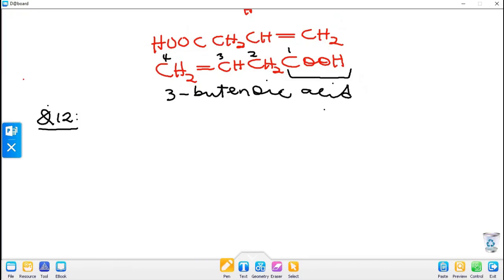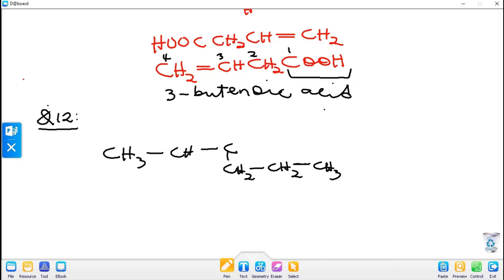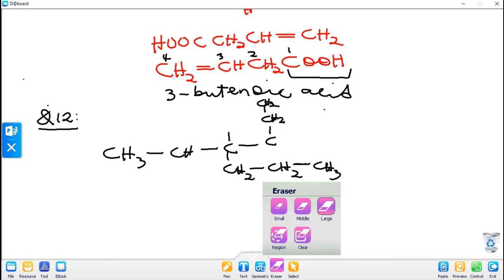Naming organic compounds. So I'm going to give us a last example. Let's look at this example now. CH2, CH2, CH3. So we have this as C and then CH2. Let me make it clearer.